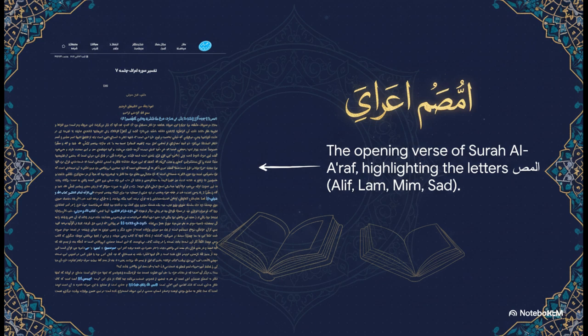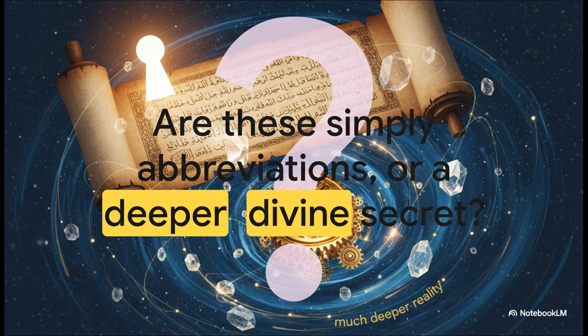And what's really interesting is how they're recited. They aren't read as a single word, but as individual letters. Alif, Lam, Mim, Sad. And that right there, that is the heart of the mystery. Are we looking at simple abbreviations, some kind of divine shorthand with a straightforward meaning? Or are we standing at the edge of something much, much bigger? A profound, divine secret hidden within the very fabric of the Quran's letters.